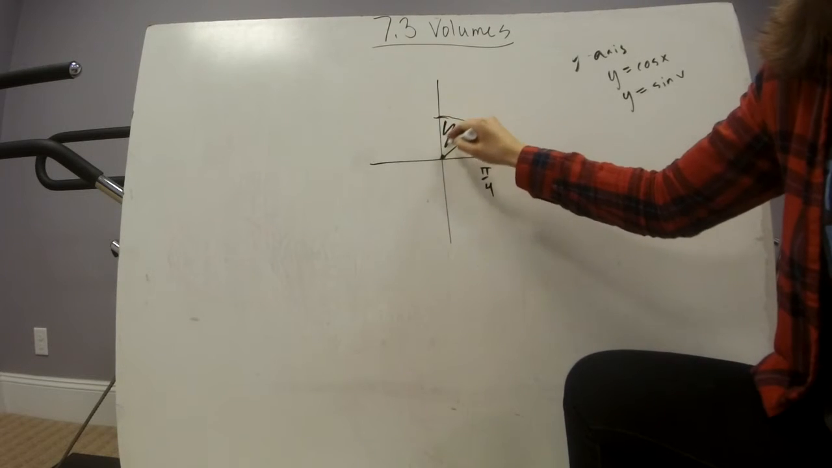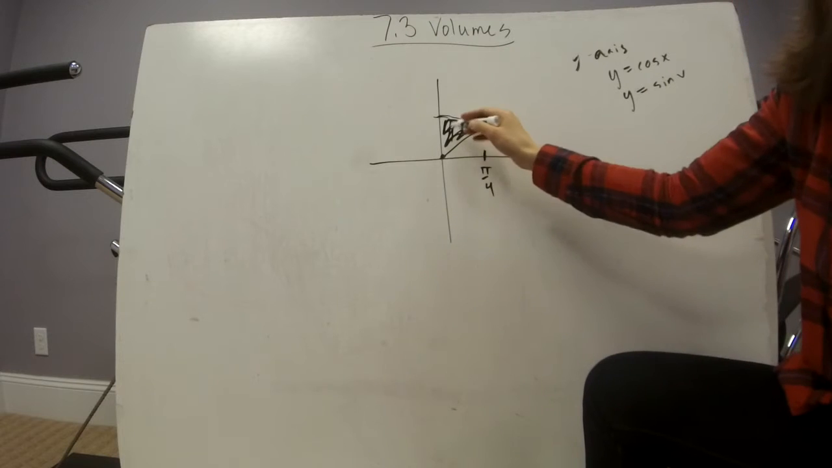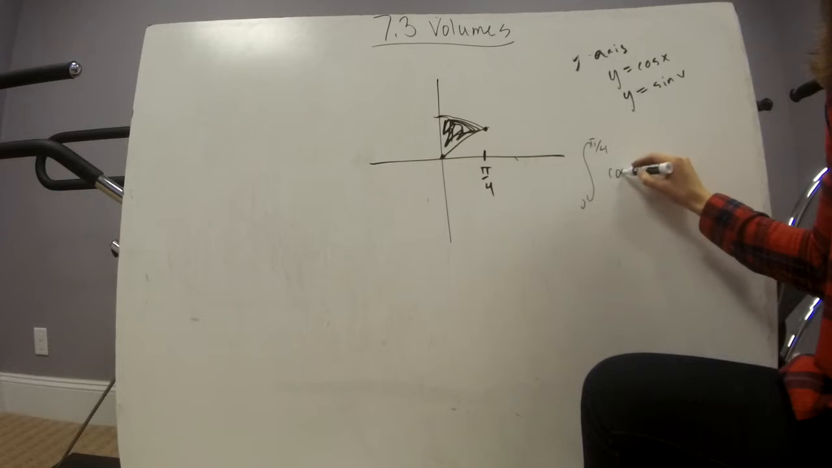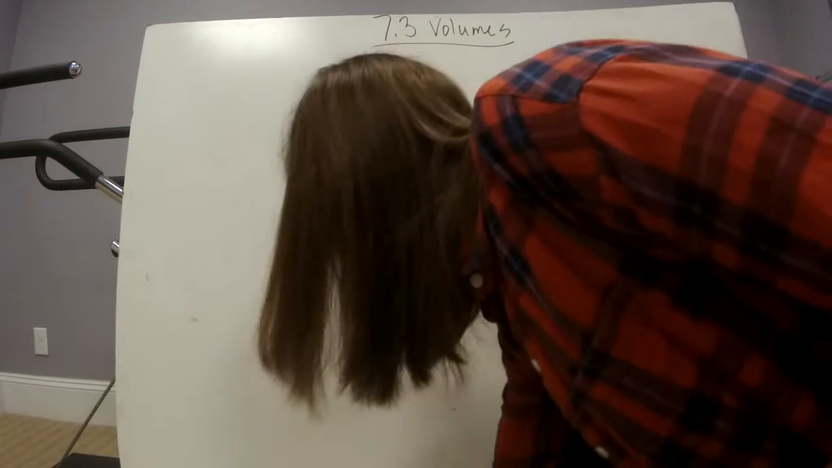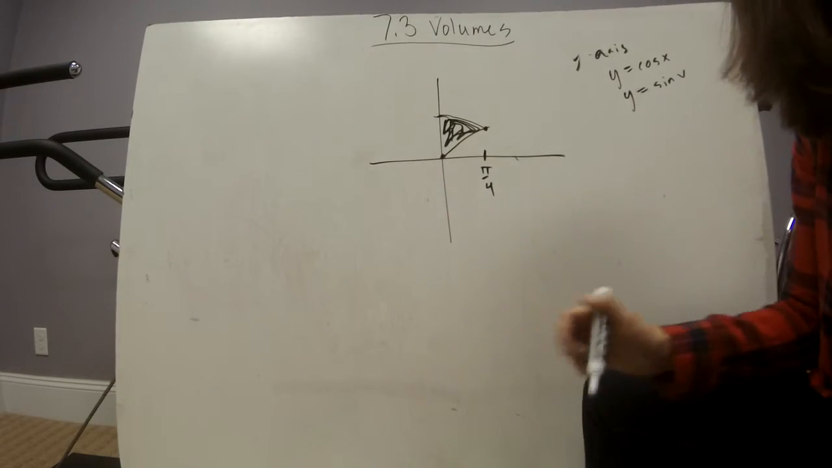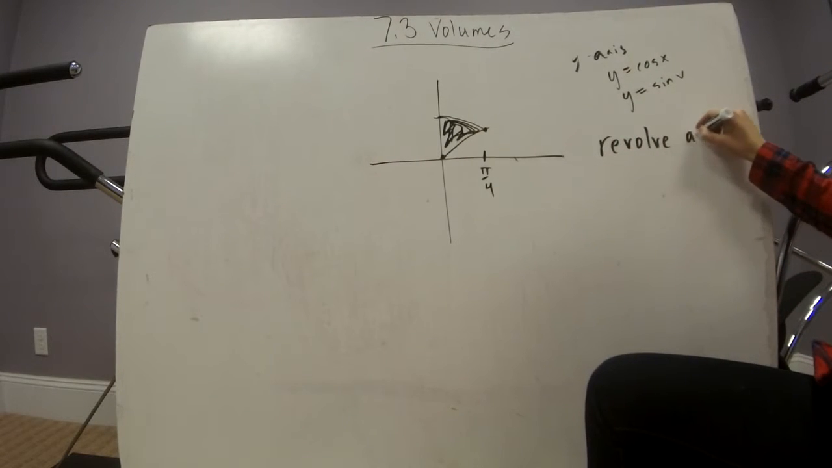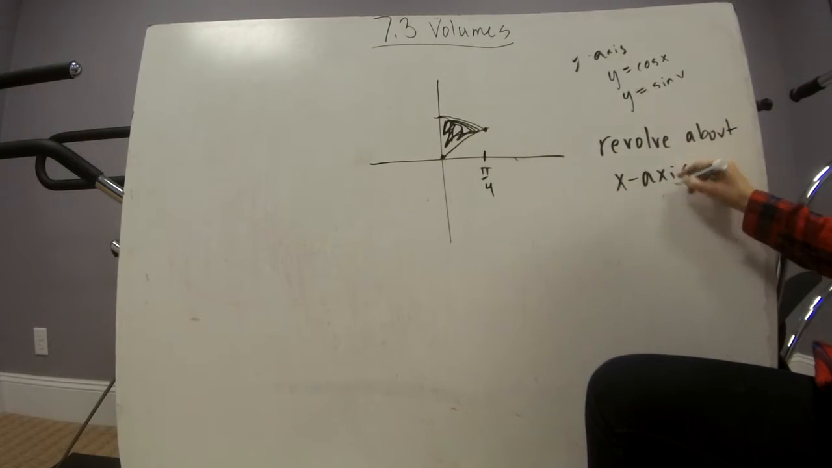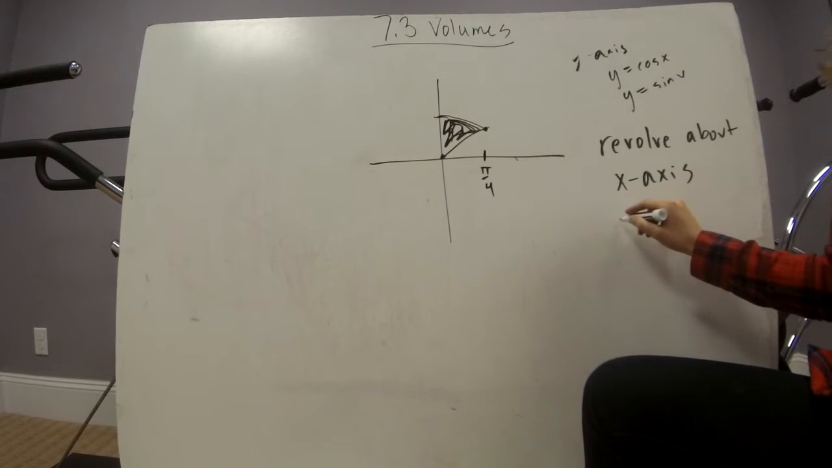So they're saying this little piece right here, that's obviously not a volume, that's an area, right? We could find the area of that by doing 0 to pi over 4 of cosine on the top minus sine on the bottom, and we find the area. But they don't want the area. They're saying revolve that around the x-axis, and then find this volume.